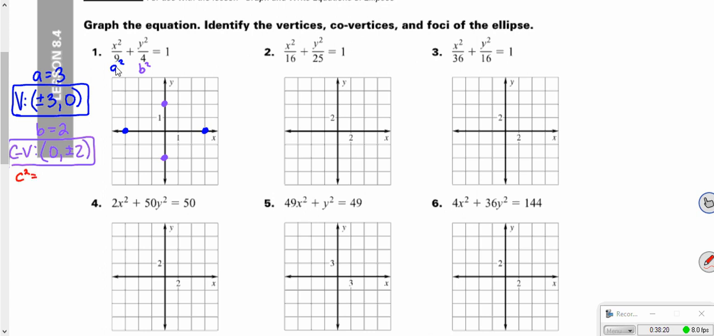Now your foci. Remember, c squared equals a squared minus b squared, which is 5. So your foci, again, are always on your major axis. So this is plus or minus root 5, comma 0. That's your foci. And remember we found that root 5 is like 2.24. So 2 1/4-ish.